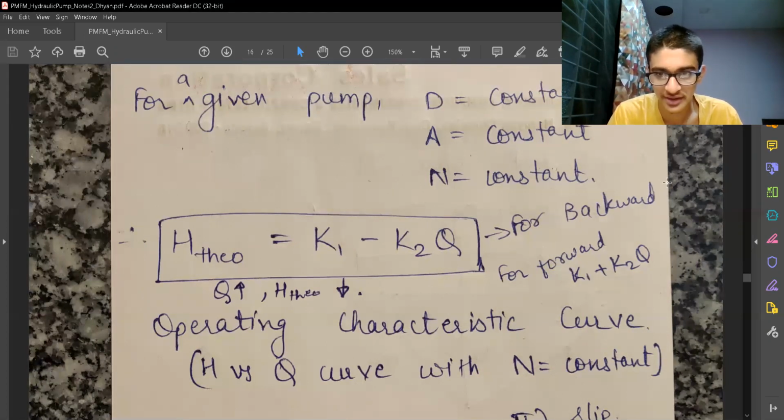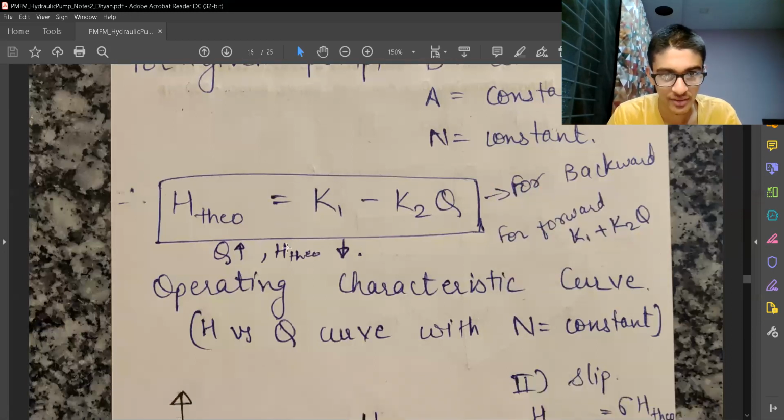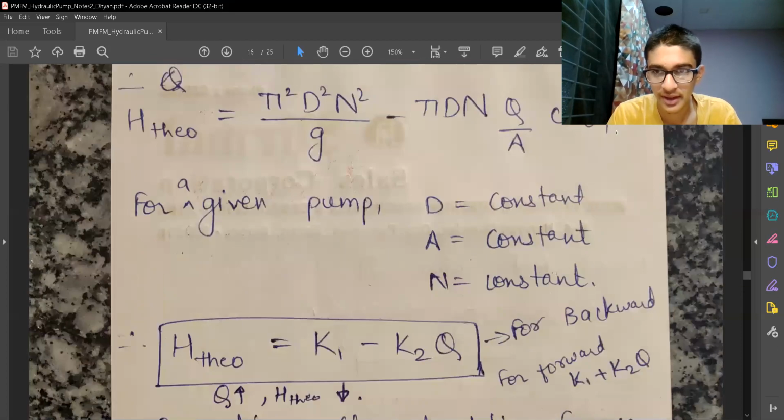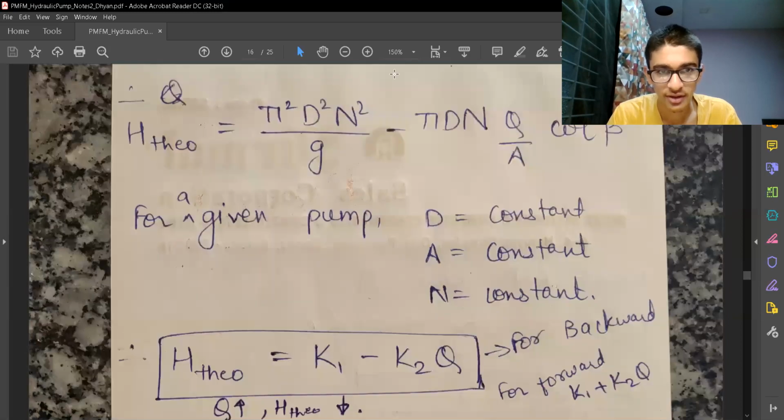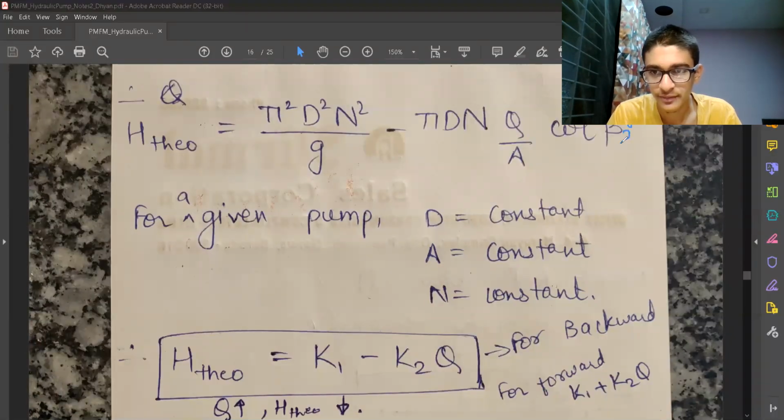This was for backward facing curves. So for forward facing curves, the nature will be K1 plus K2 Q, which is mentioned over here. And for radial, it will be only a constant. We'll see about it, because over there the beta, this is beta 2. This is not beta square. This is beta 2. So for backward, beta is greater than 90. For forward, beta is less than 90. For radial, beta is 90. So if we put 90 over here, cot 90 will be 0. That means H theoretical is a constant for radial blades.